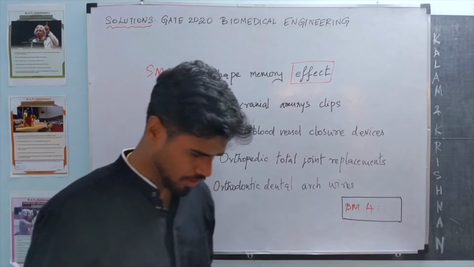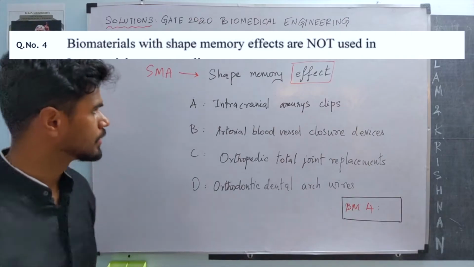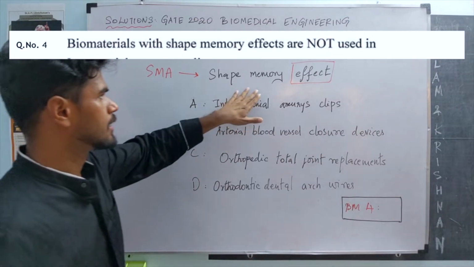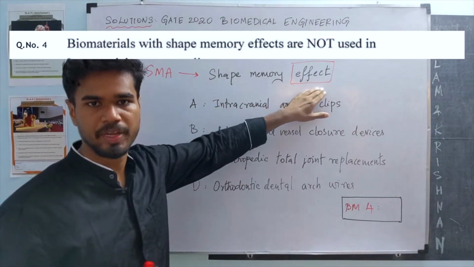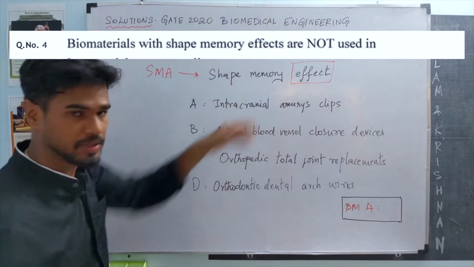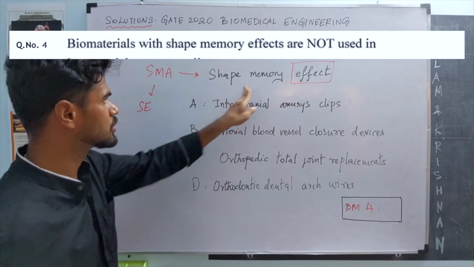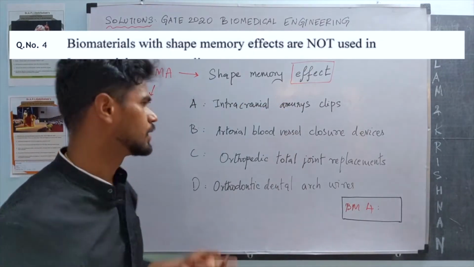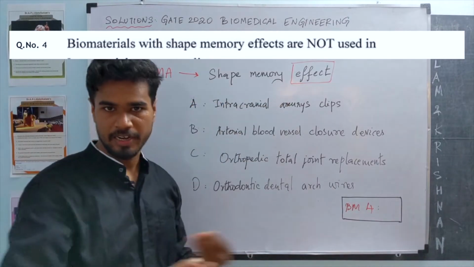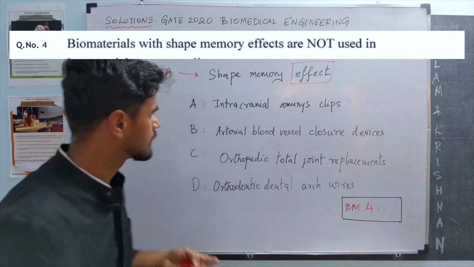Fourth question. Biomaterials with shape memory effects are not used in. Okay. So the key detail here is the shape memory effect. They are not referring to shape memory alloys that have the shape memory effect as well as other properties like superelasticity. They are referring to the shape memory effect. This is the ability to go back and forth between two shapes based on thermal stimulus.